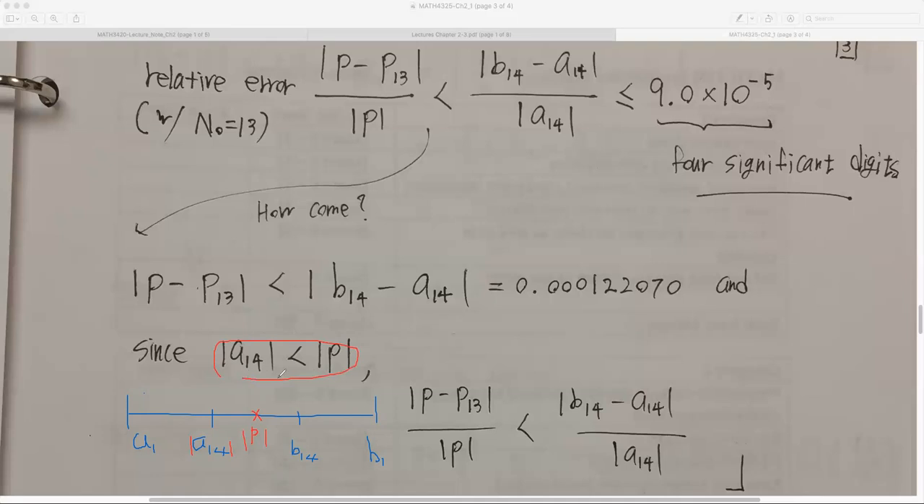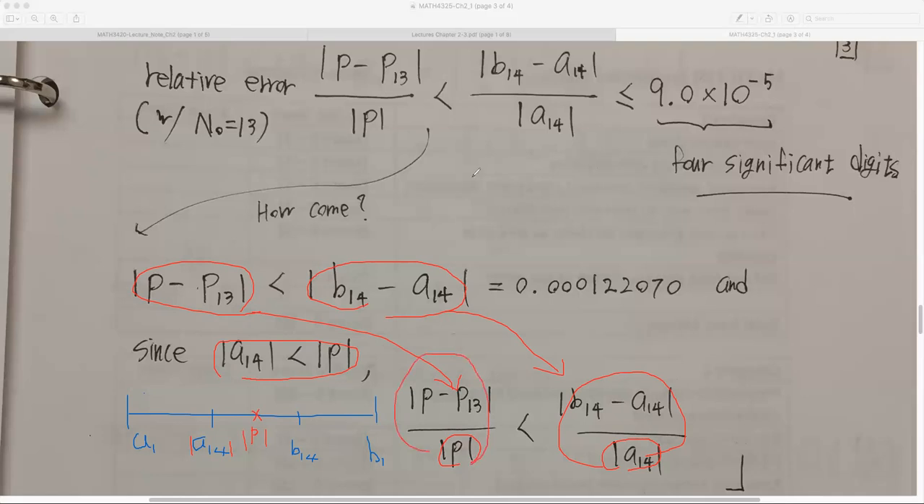Actually, absolute A14 is a numerator of the right hand side of the inequality, and then absolute P is a denominator of the left hand side. Since absolute A14 is less than absolute P, and this is a numerator of the right hand side and this is a numerator of the left hand side, that fraction has a bigger numerator and a smaller denominator. That means that fraction must be greater than this fraction. Okay, does it make sense?